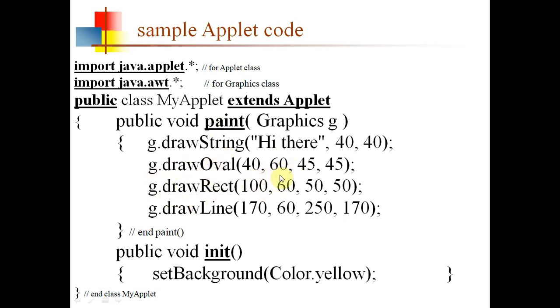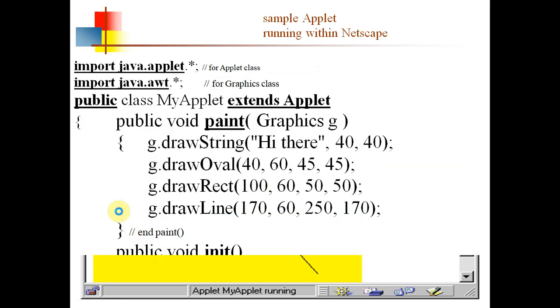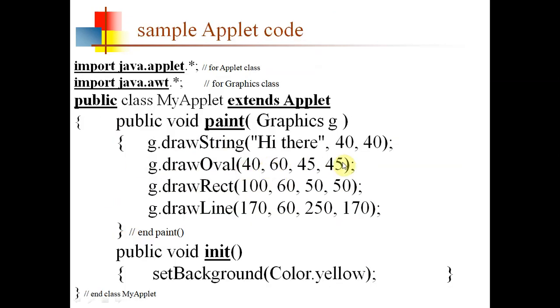It is 40, 60, 45, 45, which means the oval. You can see the oval here. We have given the coordinates x1, y1 and x2, y2. So between the x1, y1 and x2, y2 coordinates we have this oval. The Java applet will draw the oval within this rectangle defined by x1, y1 and x2, y2.